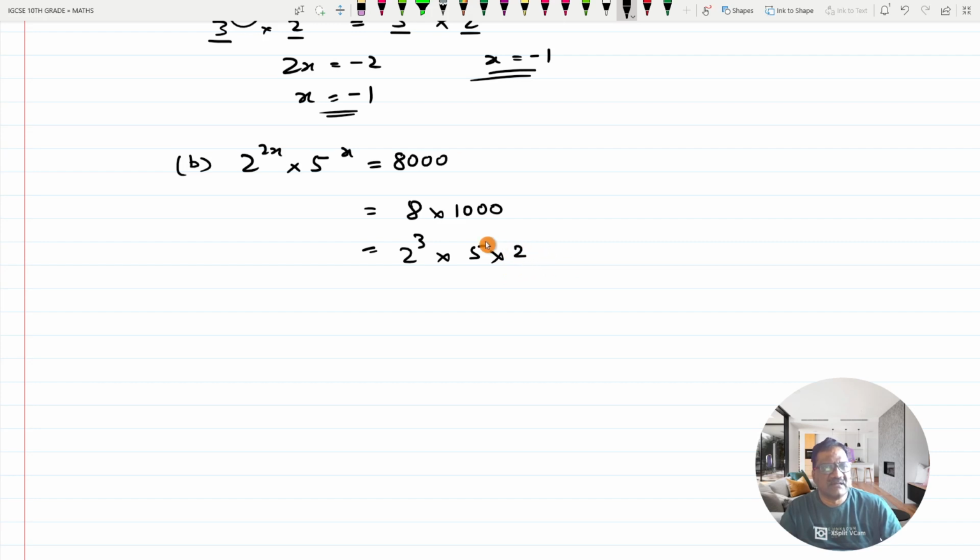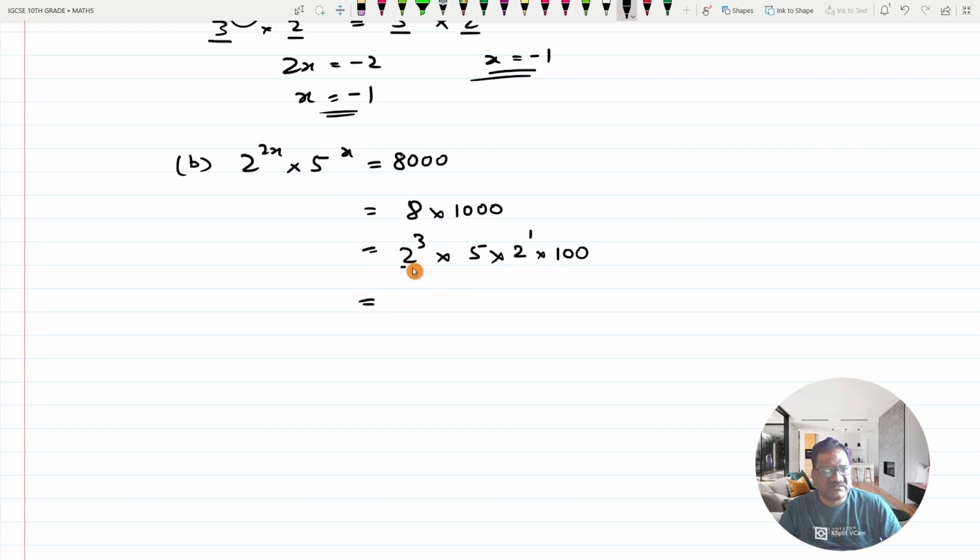Okay, 5 twos are 10, and 10 into 100 is 1000, right? See, I'm trying to convert this right hand side in the form of 2 raised to something into 5 raised to something. So at least 2 raised to something I got here. So I'll be getting 5 raised to something as well.